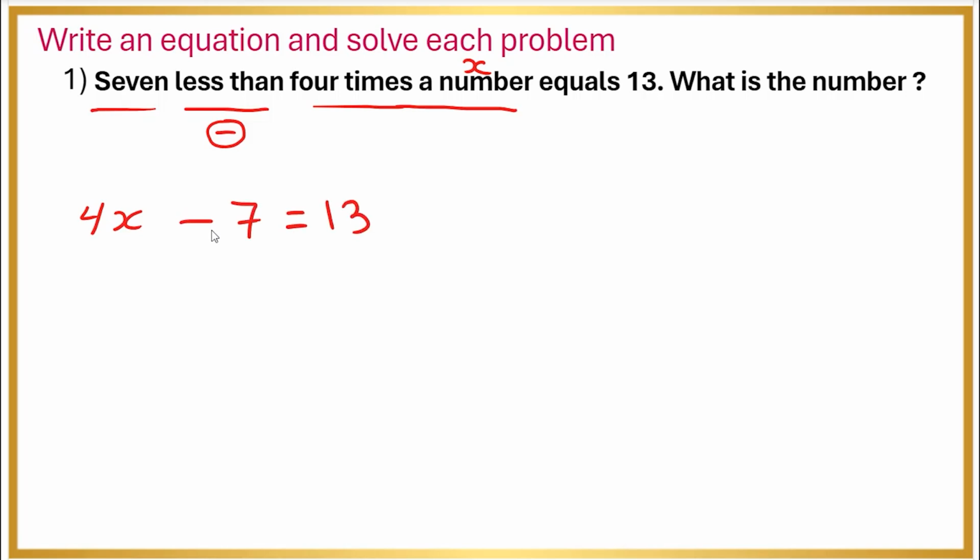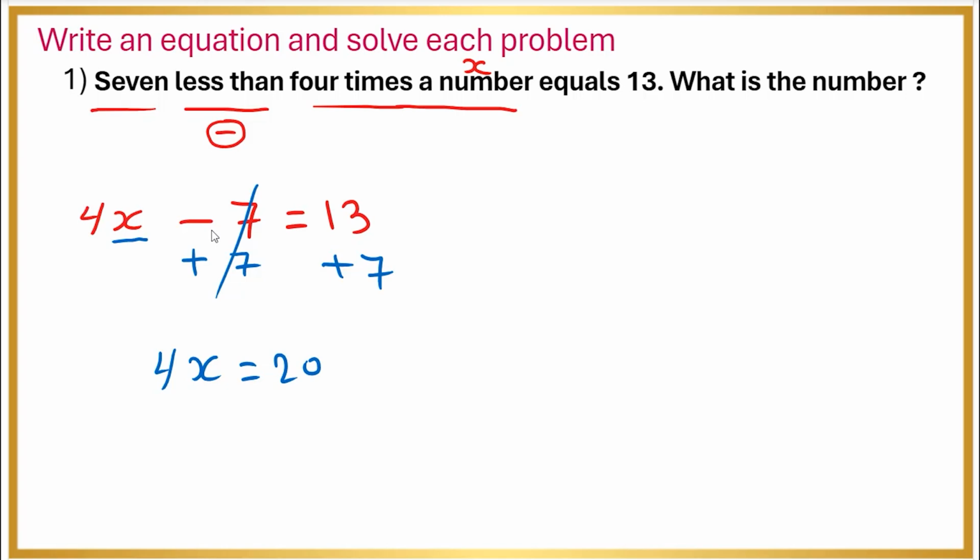Now, how can we solve it? Like we said, where is the variable here, or where is the number here? We need to find it. We have x. We need to make this x alone, so we should cancel minus 7 first. How can we cancel minus 7? Plus 7, plus 7, and now this is canceled. Then 4x equals 13 plus 7, which is 20.